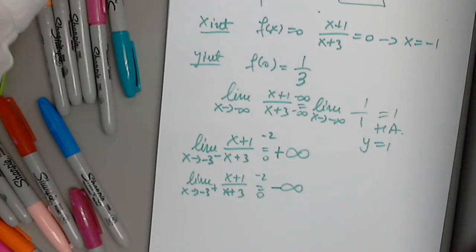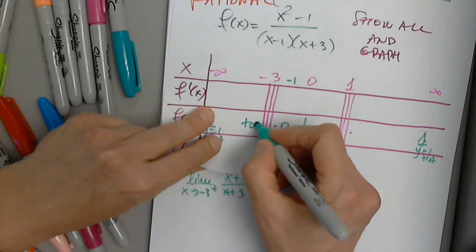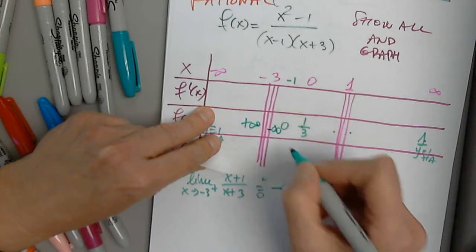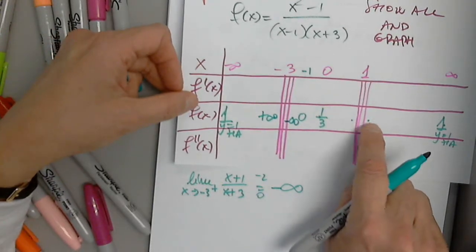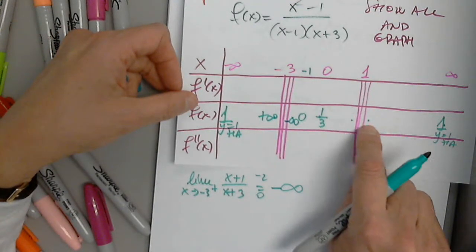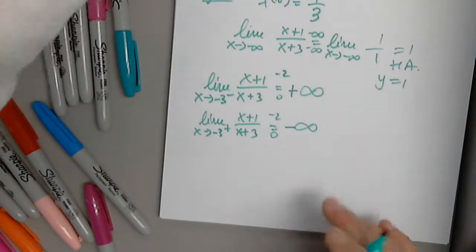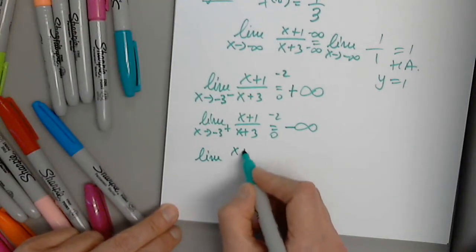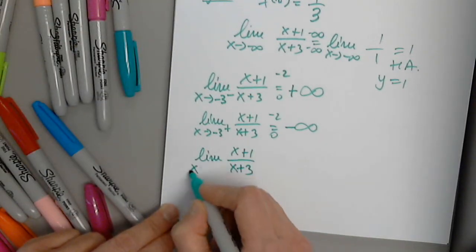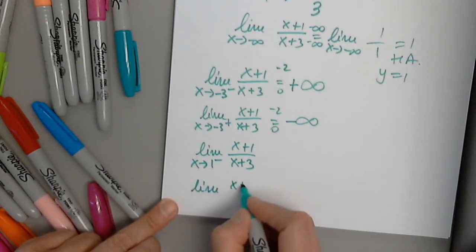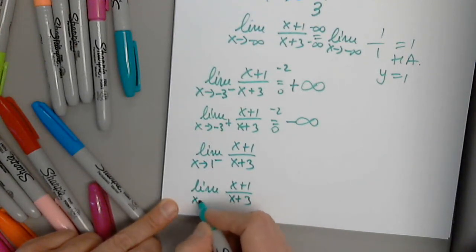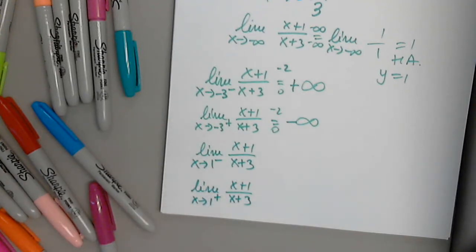Go back to my table. I have positive infinity, and I have here negative infinity. Now we're done in a moment after we finish with the limits left and right of 1. So limit of (x + 1)/(x + 3) as x approaches 1 from the left, and limit of (x + 1)/(x + 3) as x approaches 1 from the right.